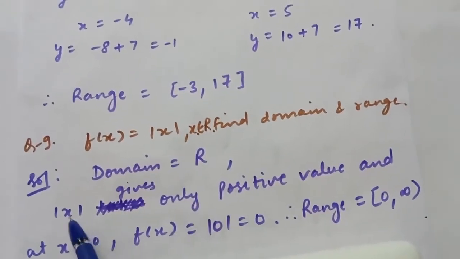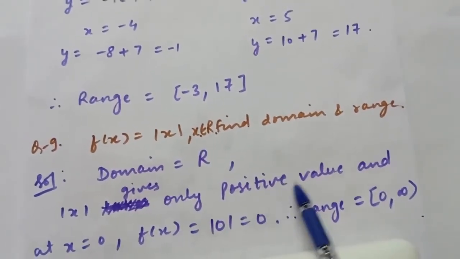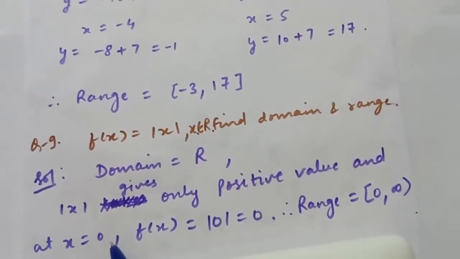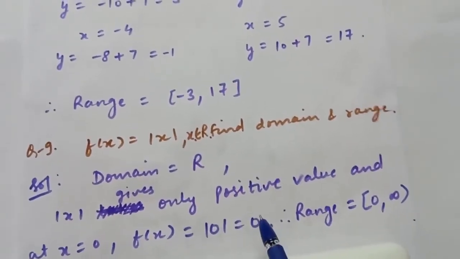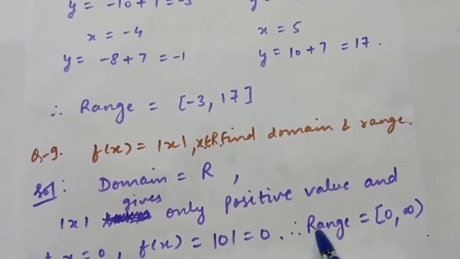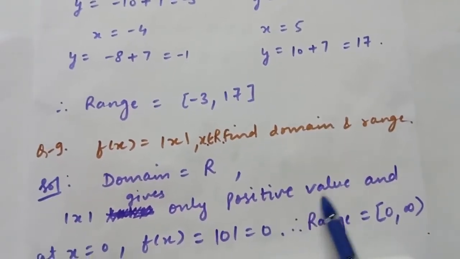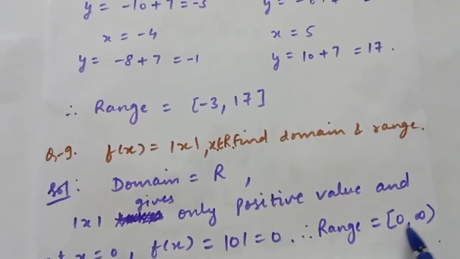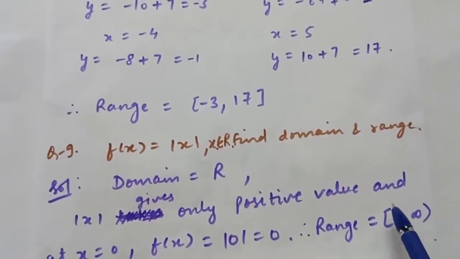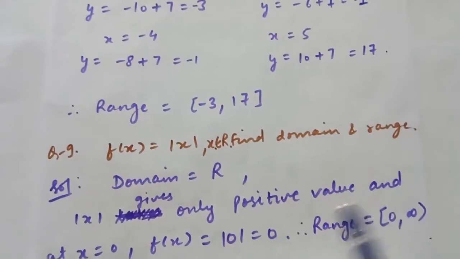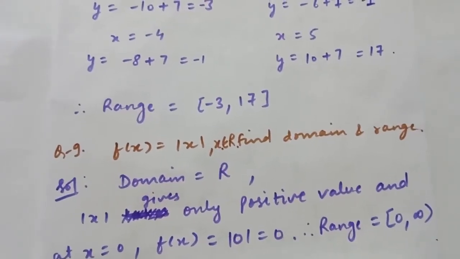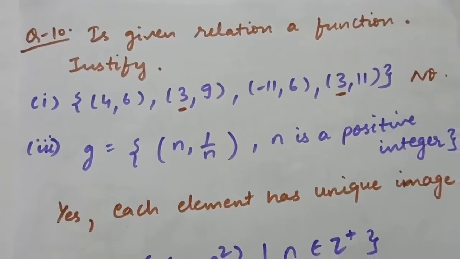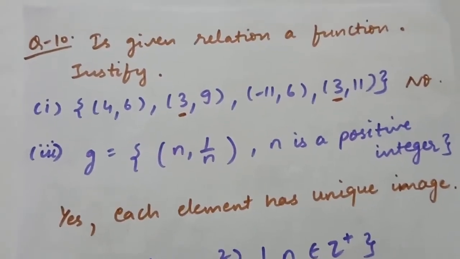Now as we know, modulus always gives positive values, right? And also at x equal to 0, f(x) will be 0. Therefore range will be all positive values union 0. That is, range will be from 0 to infinity, and at 0 a closed bracket will come, because 0 is also included. Clear?